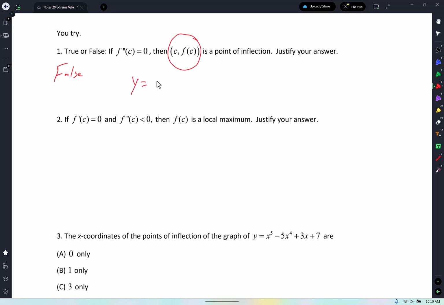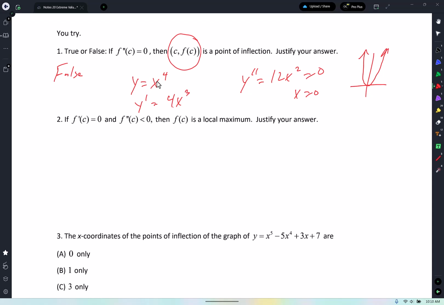Yeah. y equals x to the fourth has a second derivative of 0. Check it out. y prime equals 4x cubed. y prime prime equals 12x squared. Where is that 0? Well, it's 0 at 0. But y equals x to the fourth just looks like x squared, but skinnier. See? It's always concave up. So there was no point of inflection. Do you guys see that?